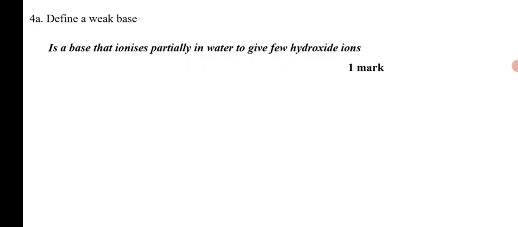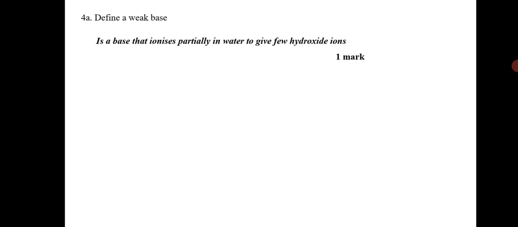Examples include, but are not limited to, ammonia. Ammonia is a weak base. It is going to ionize only partially in order to form few hydroxide ions. This is a definition, so it has 1 mark to it.